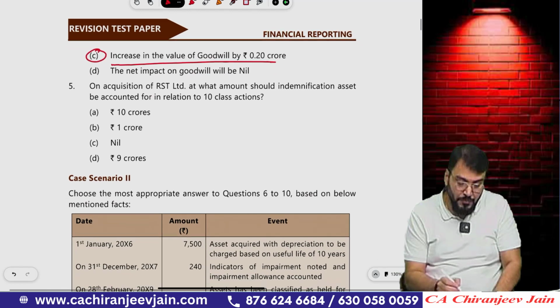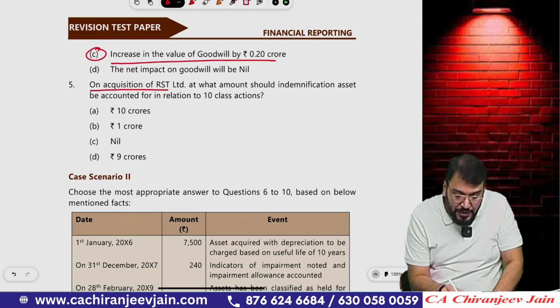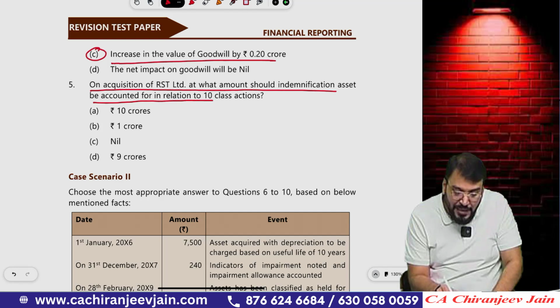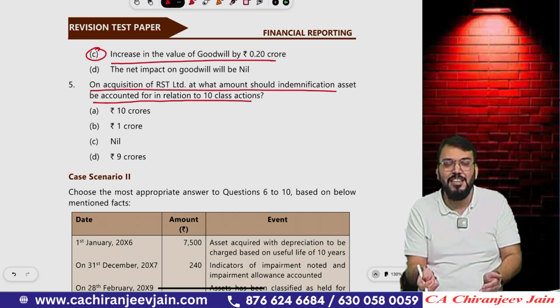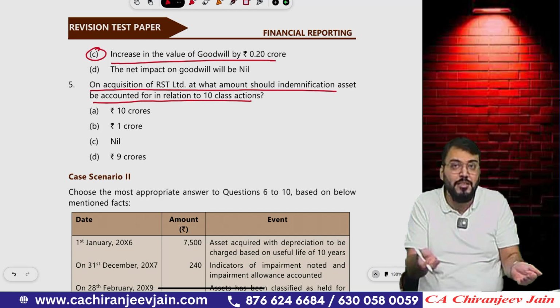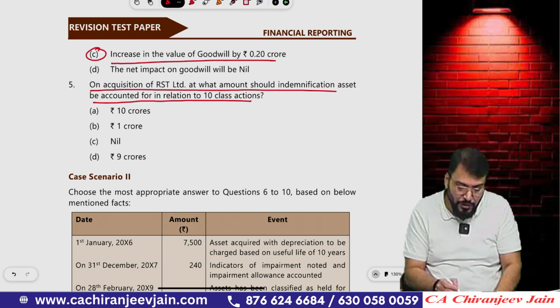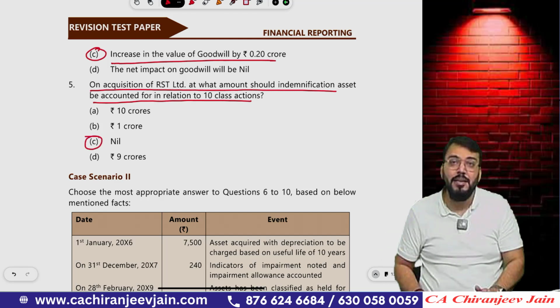On acquisition of RST Limited, at what amount should the indemnification asset be accounted for in relation to the class action? Can I say because in this case the fair value of the contingent liability was 0, therefore the liability will not be recognized in the books of the acquired company and therefore no indemnification asset will be recognized. So option number C will be correct.